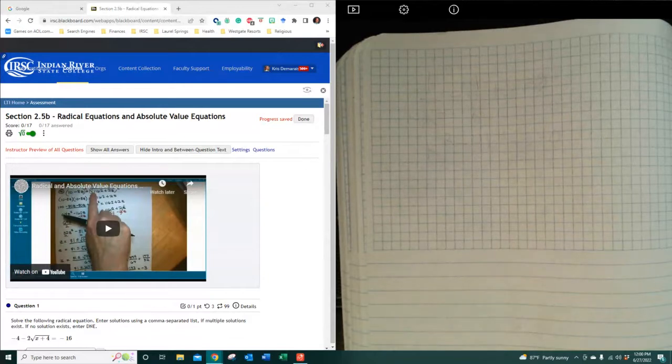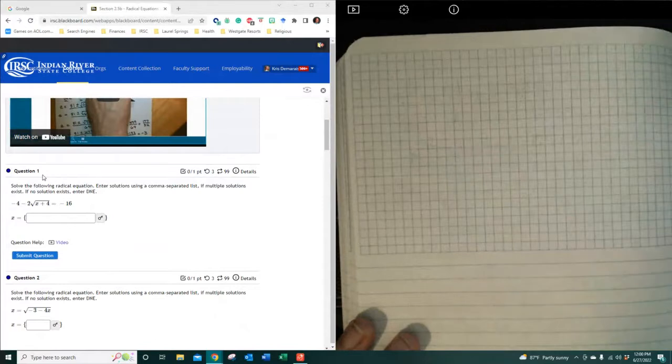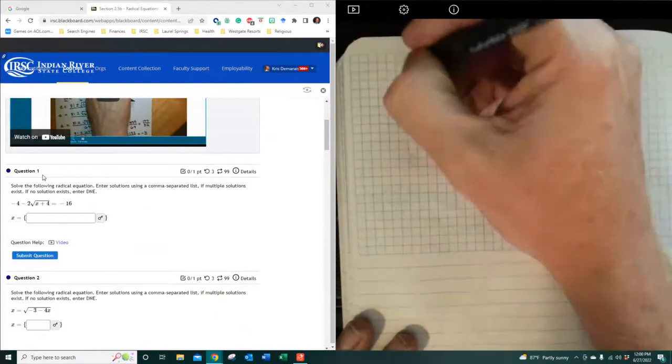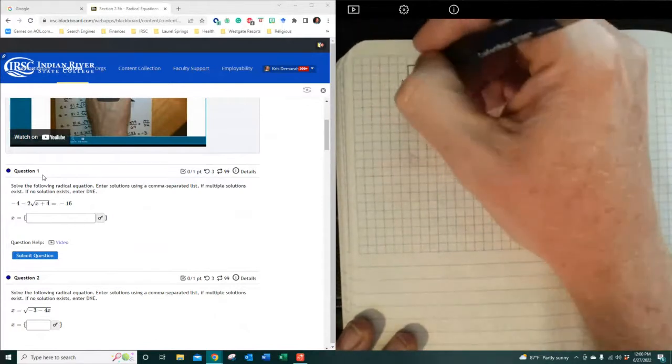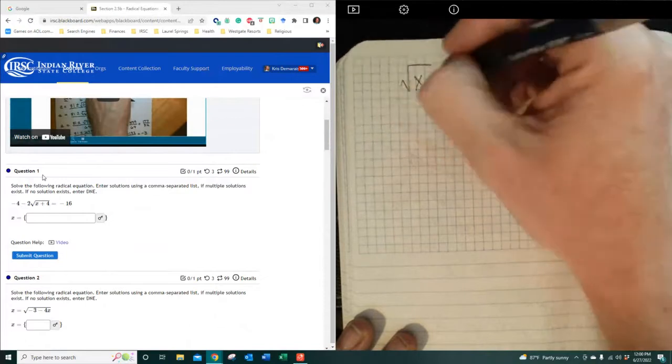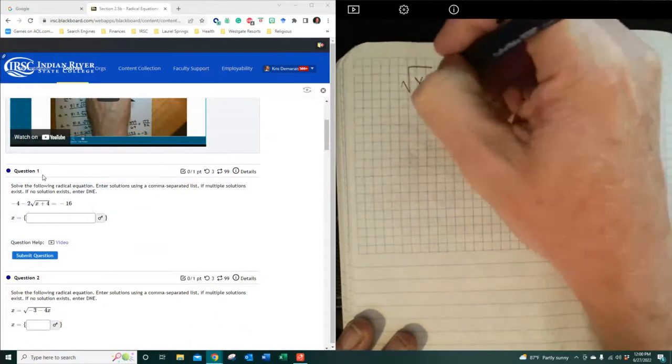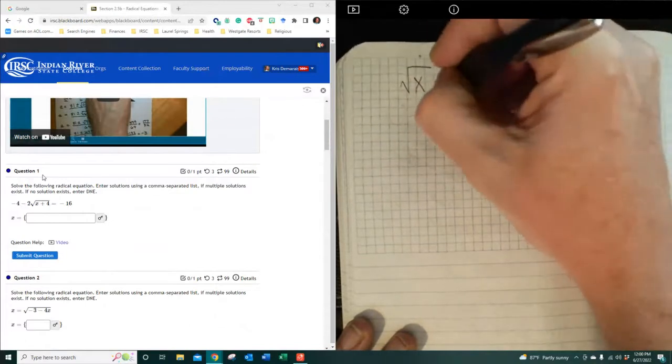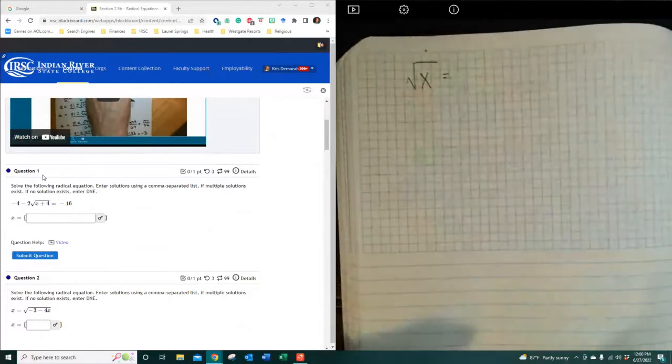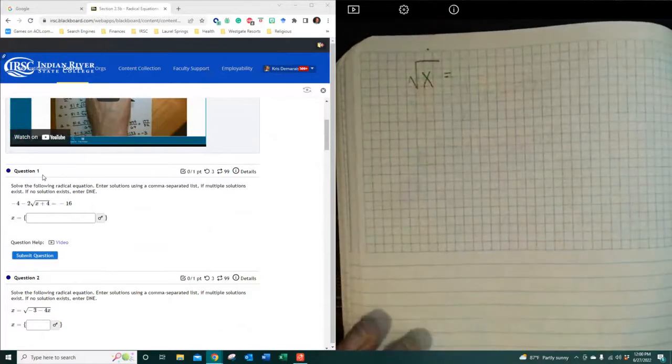All right, we're going to cover lesson 2.5, radicals, equations, and absolute value equations. Now with this, there are a couple of things you have to understand and remember. For example, can you ever take the radical of some number and get a negative value? That's always ultimately the question.